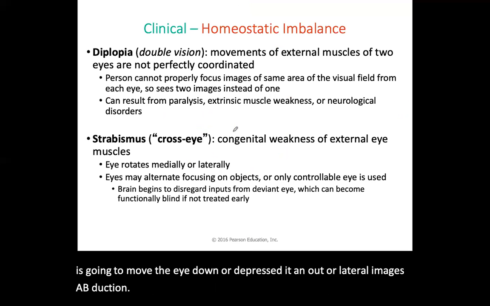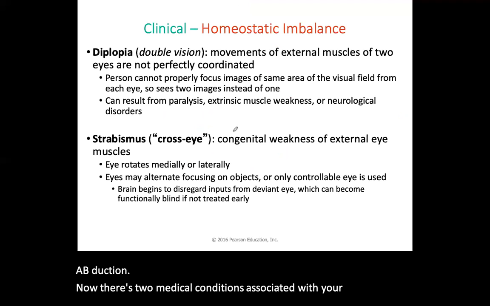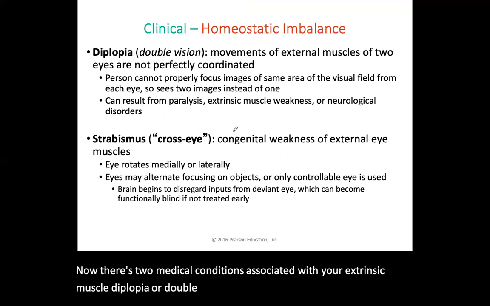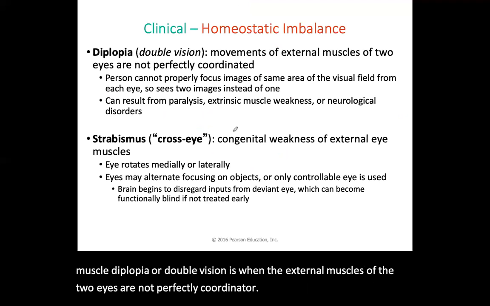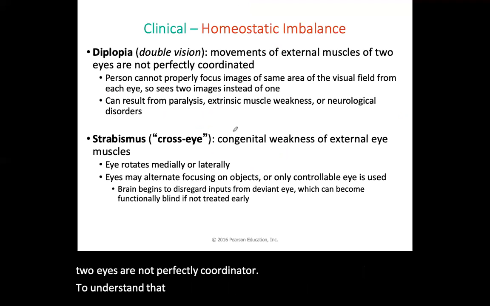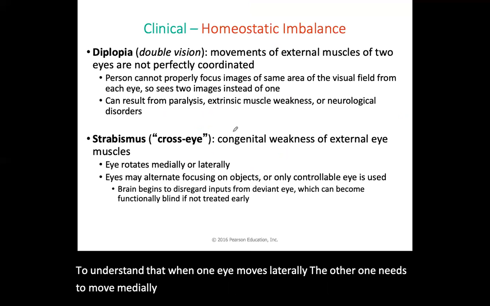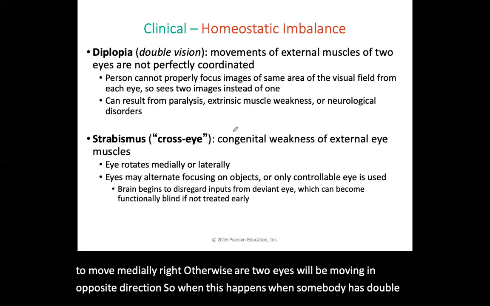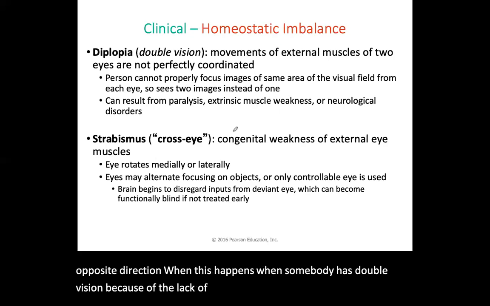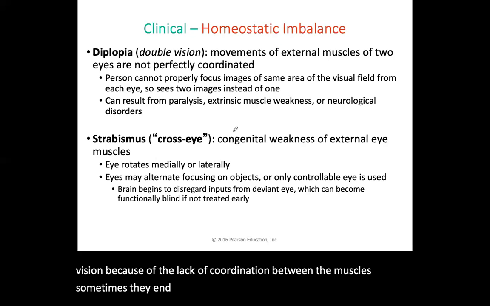Now, there are two medical conditions associated with your extrinsic muscles. Diplopia, or double vision, is when the external muscles of the two eyes are not perfectly coordinated. To understand that: when one eye moves laterally, the other one needs to move medially, right? Otherwise, the two eyes will be moving in opposite directions. When somebody has double vision, because of the lack of coordination between the muscles, sometimes they end up with two separate images instead of one clear image, as the eyes are not moving in coordination.